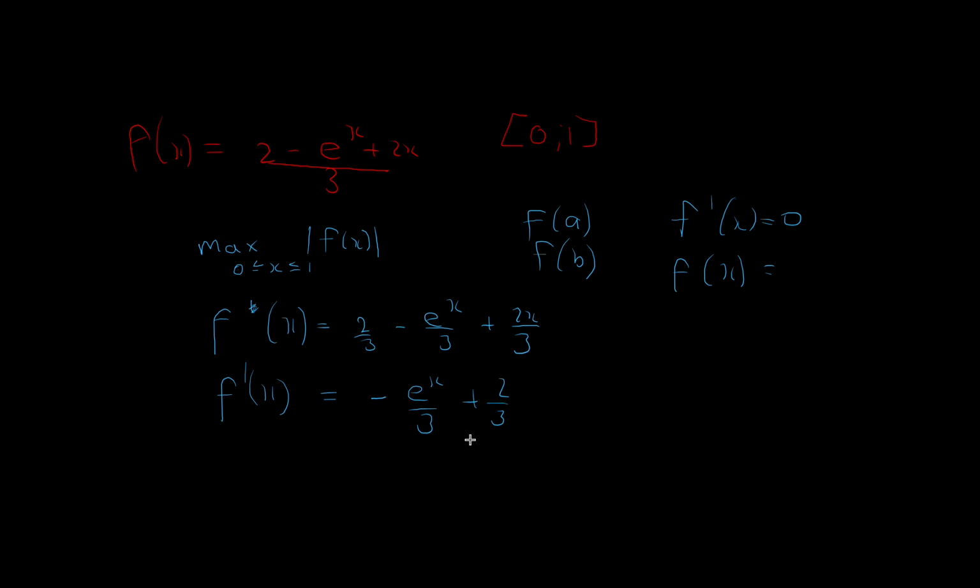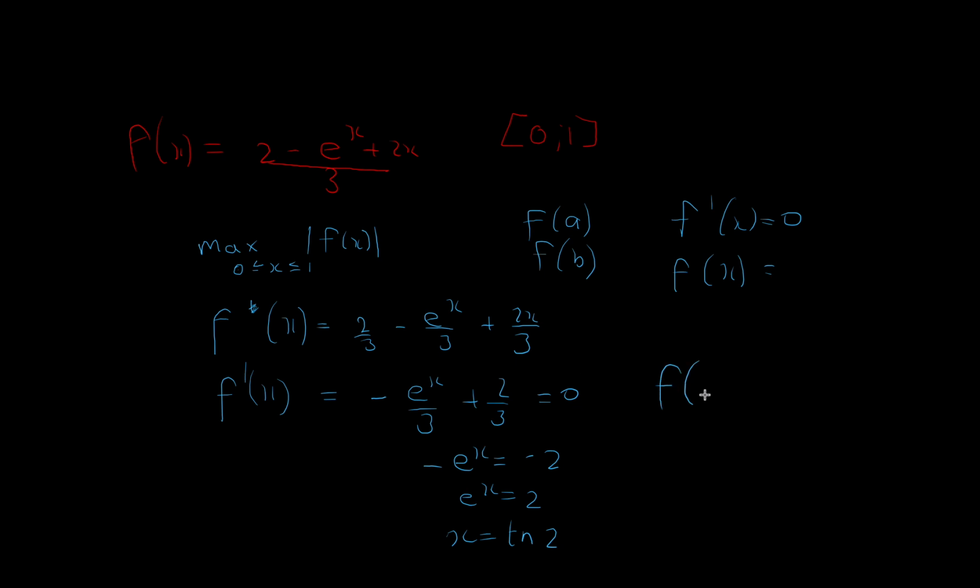And we need to solve this, so we equate it to 0. Then minus e to the power of x would be equal to minus 2, or e to the power of x is 2, and then we take ln on both sides, and x would be ln 2. So this means that at x equals ln 2, we would get the turning point, the minimum or maximum value of this graph.